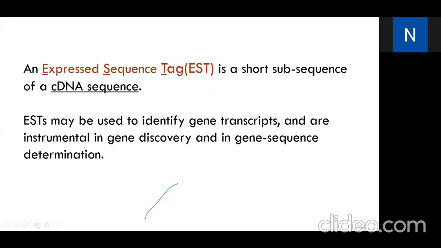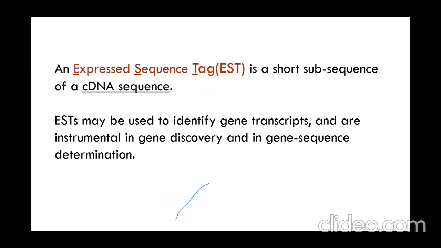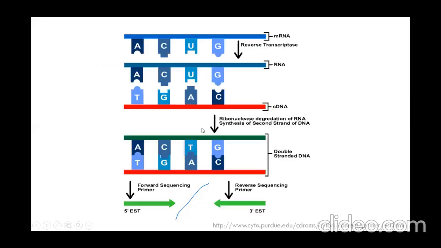An expressed sequence tag is a short subsequence of a complementary DNA sequence; we will see what a cDNA sequence is. ESTs may be used to identify gene transcripts, mainly mRNAs, and are instrumental in gene discovery and gene sequence determination. Because when we talk about genes, we mean protein coding genes. So ESTs are really important to isolate protein coding genes.